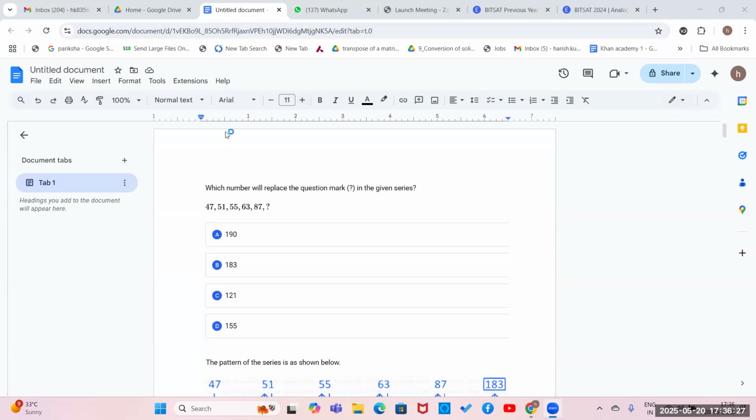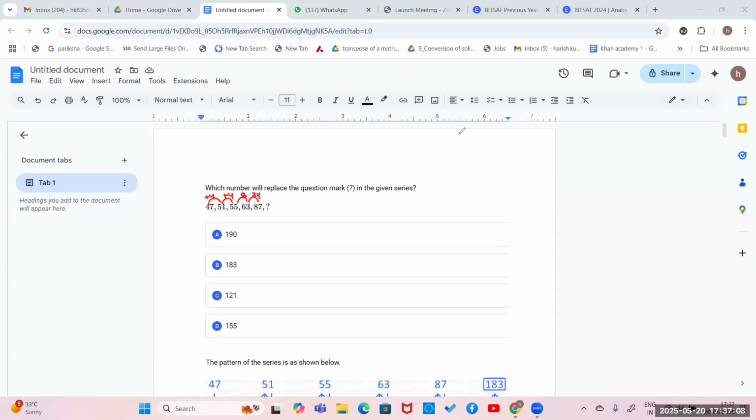Come on, guys, give me your answers. What is the logic here? See, whenever the numbers are close, the logic has to be related to something with the differences only. For example, the difference between 47 and 51 is 4. The difference between 51 and 55 is 4. Then from 55 to 63, it is 8. From 63 to 87, it is 24.